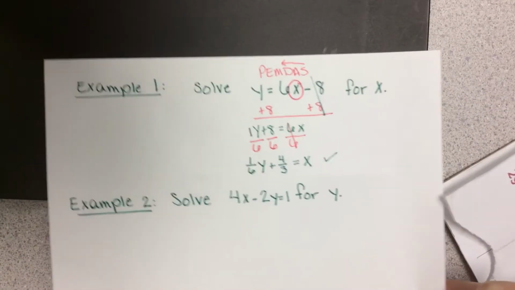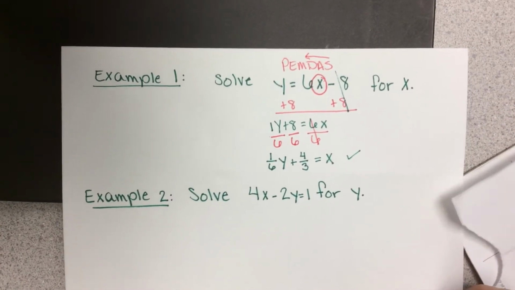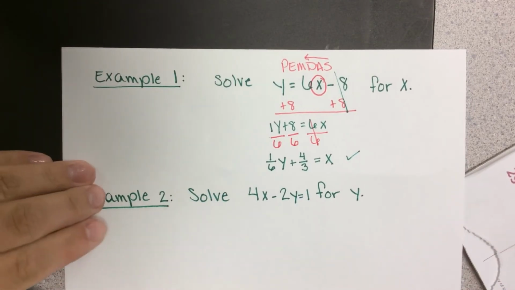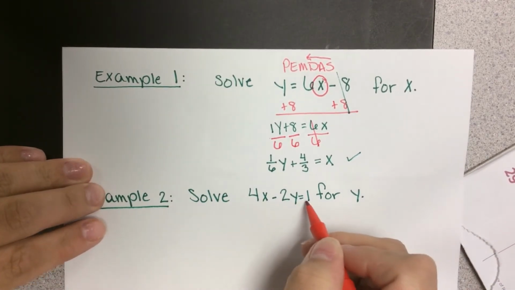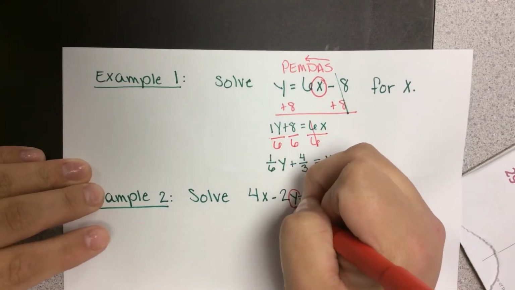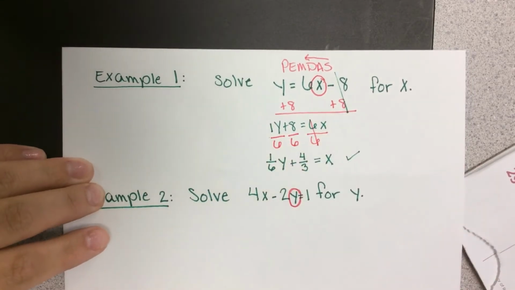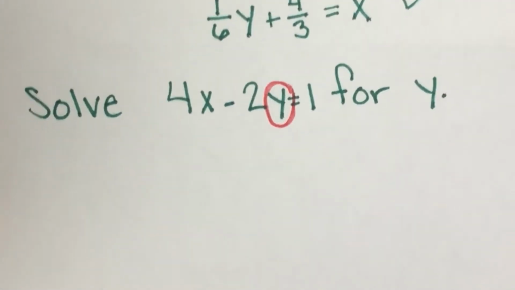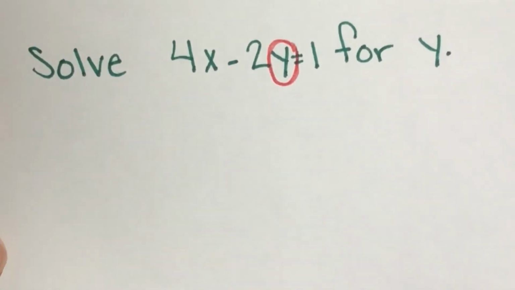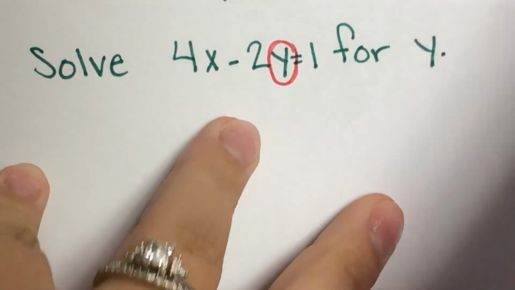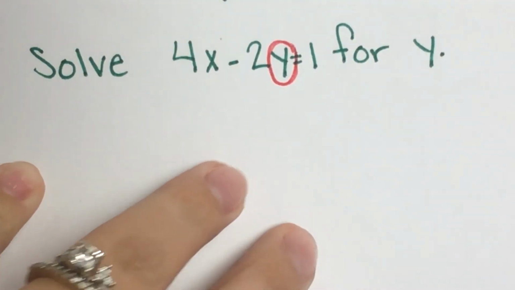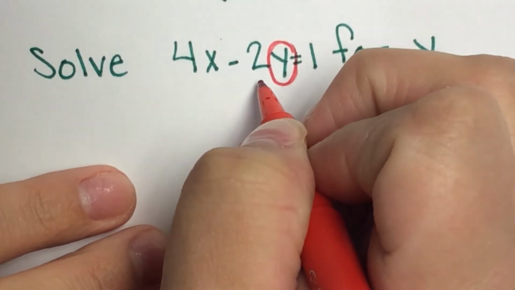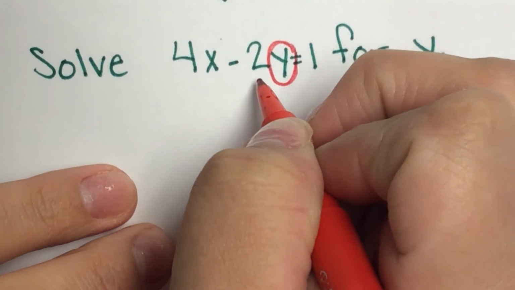Okay, example 2. A similar problem, but now I'm solving for y. So I'm going to take this equation, 4x minus 2y equals 1, and I'm going to solve for y instead. The good thing is that your thinking process is not any different. So I'm going to identify what is here and what I need to get rid of. I need to get rid of the 4x, and I need to get rid of this negative 2.